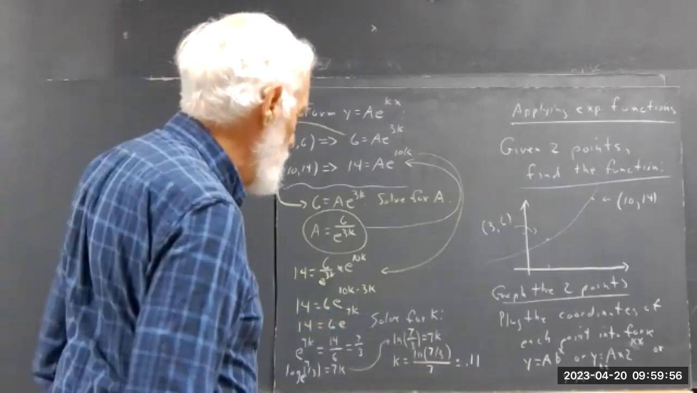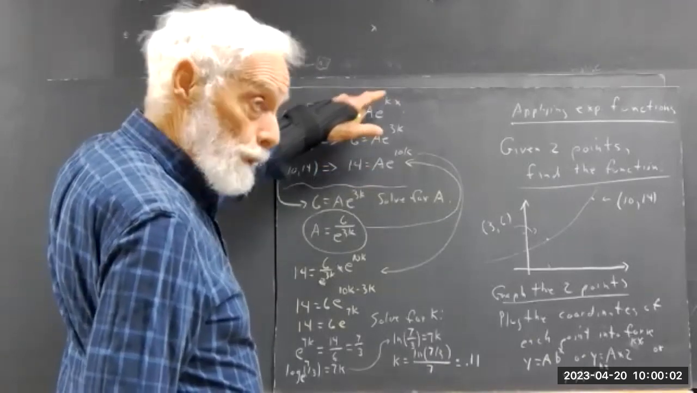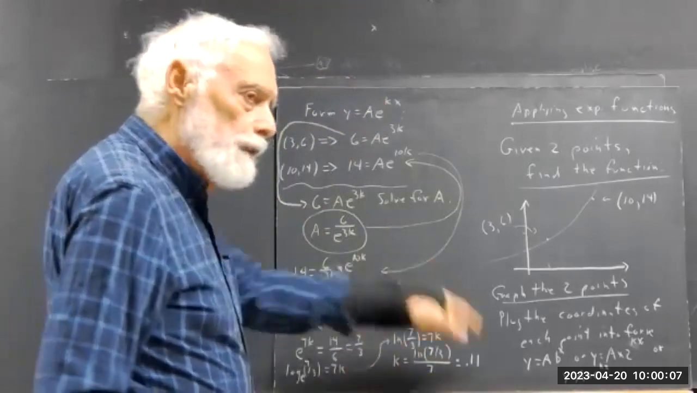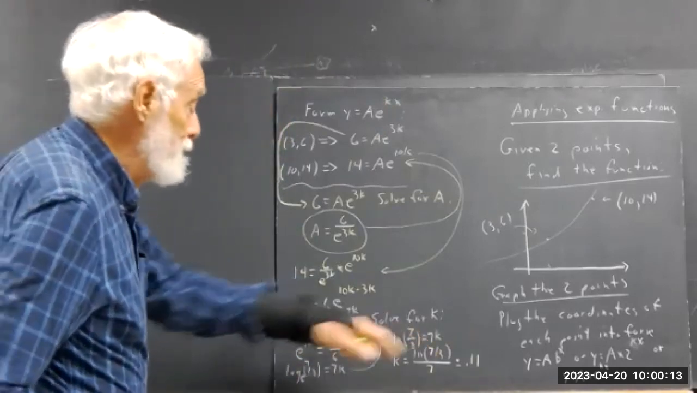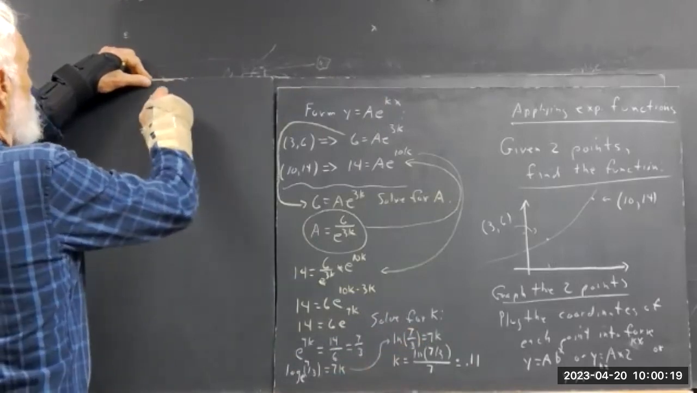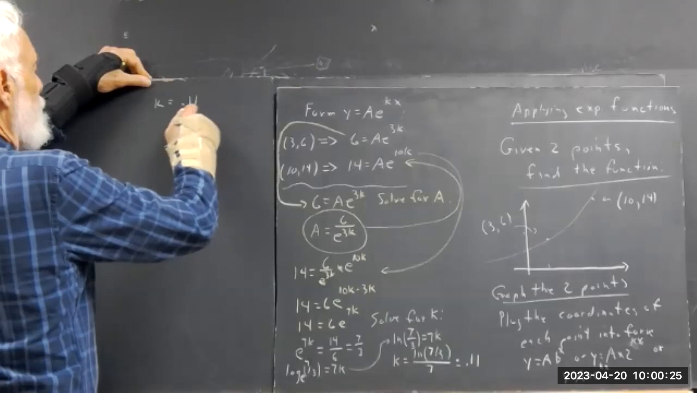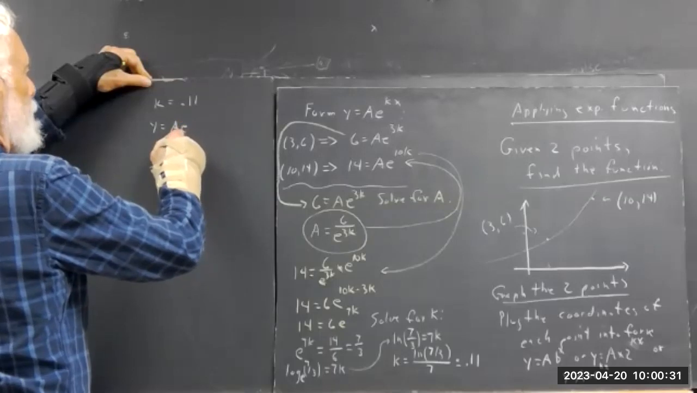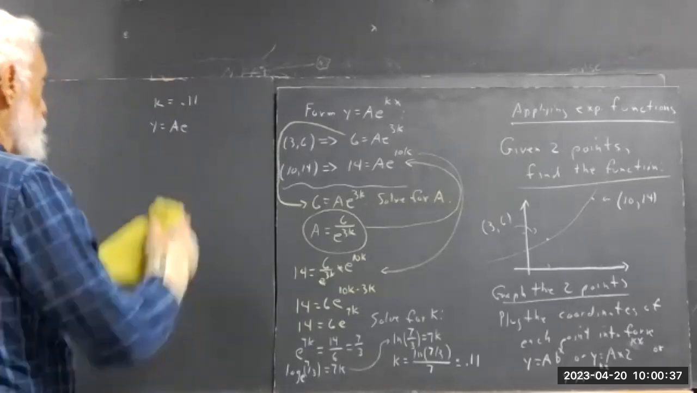Okay, k is 0.11. Now we need to evaluate a to complete this model. We need a number for a and we need a number for k. We've got an approximate number for k. If you use your calculator, you'll get an even better number. This one isn't bad, but please don't think that that's totally accurate. And yeah, what I'm writing is correct.